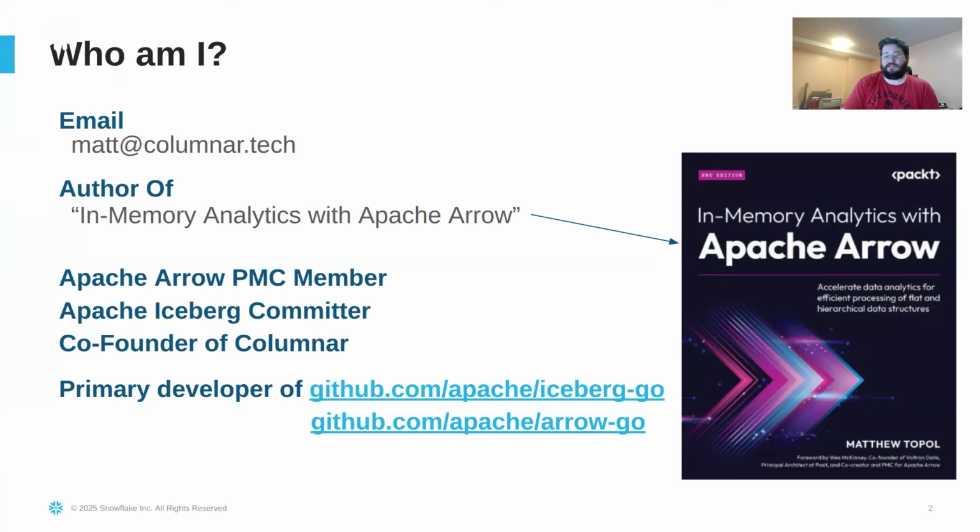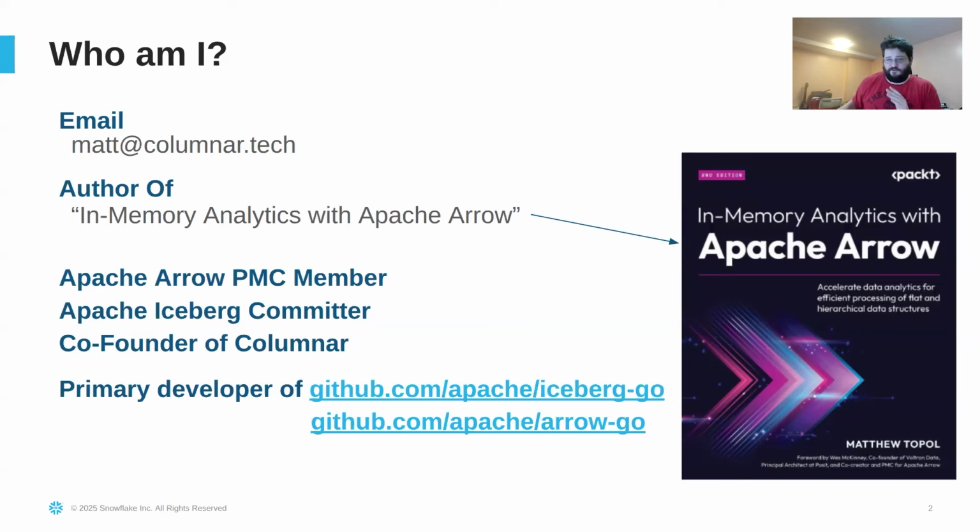I am a co-founder of the startup Columnar. I am also an Apache Arrow PMC member and also a committer on the Iceberg project as well. I also wrote the book on Apache Arrow. I get to say I wrote the book on it because I did, In-Memory Analytics with Apache Arrow. And I am the primary developer on the Go implementation of Arrow, and I contribute to a bunch of other Arrow projects. And I'm also the primary developer and creator of the Go implementation of Iceberg. And so that's who I am.